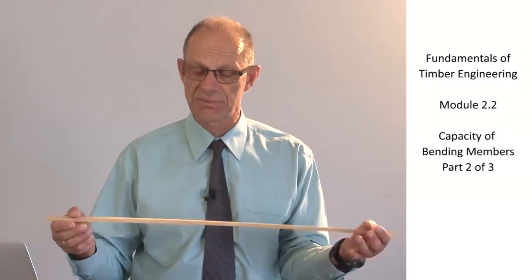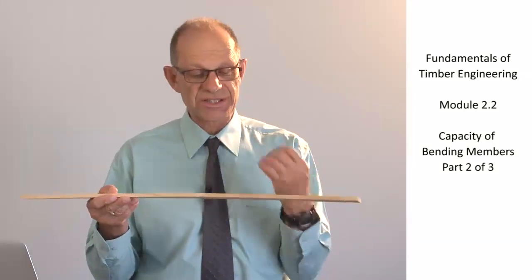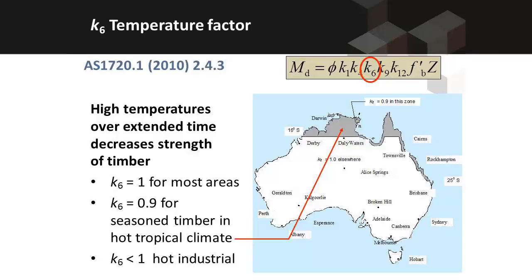The K6 factor is a temperature factor. The higher the temperature is, then the more stress each individual fibre is under. So high temperatures can reduce the strength of timber. And as you can see on this map, Australia is divided into 2 zones. In the far northern zone, where it's both hot and moist, the timber does tend to be a little bit weaker. In the rest of Australia, it's the nominal strength. So in the far northern zone, only for seasoned timber, the K6 value is 0.9. For everywhere else in Australia and for unseasoned timber everywhere, K6 is equal to 1.